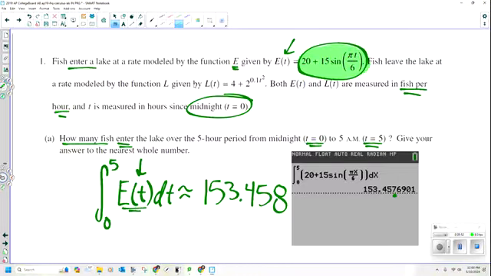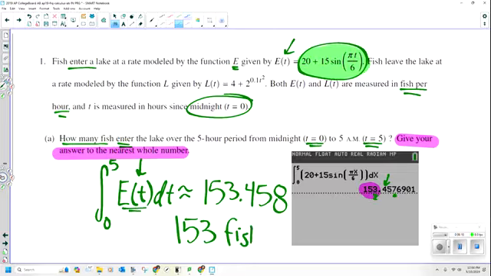Give your answer to the nearest whole number. Okay, if I got to round to the nearest whole number, that means my 4 will not round this up. That is just 153. You can put fish. It does not ask you for a label. And what I tell my students is, if they don't ask you for a label, don't worry about putting one.